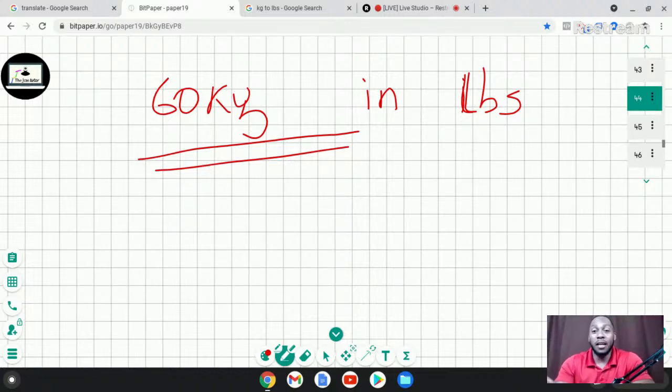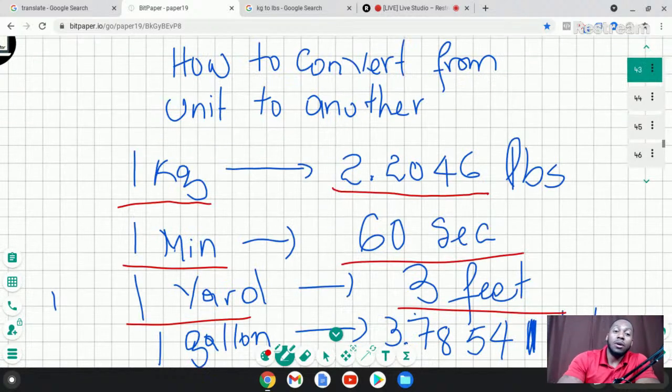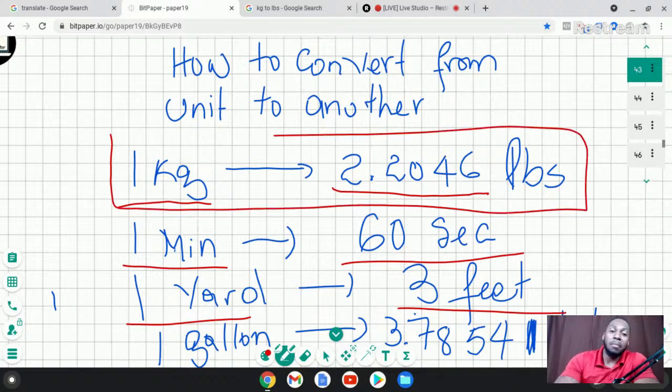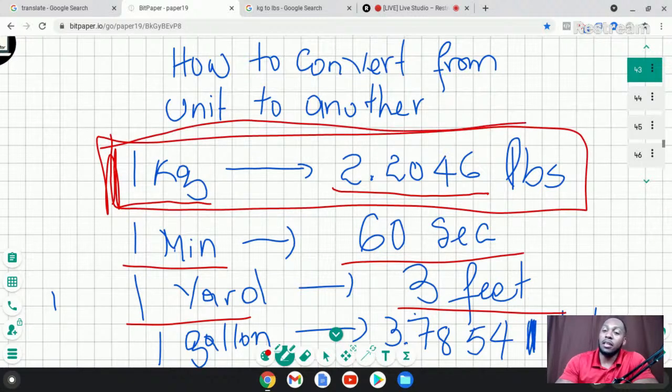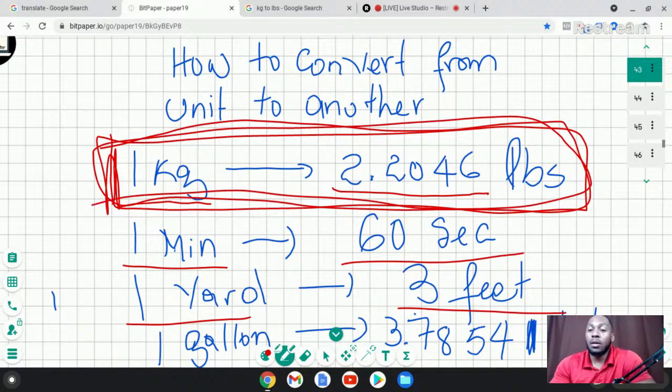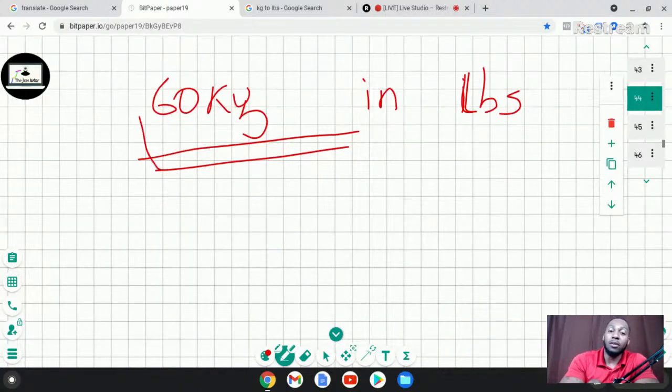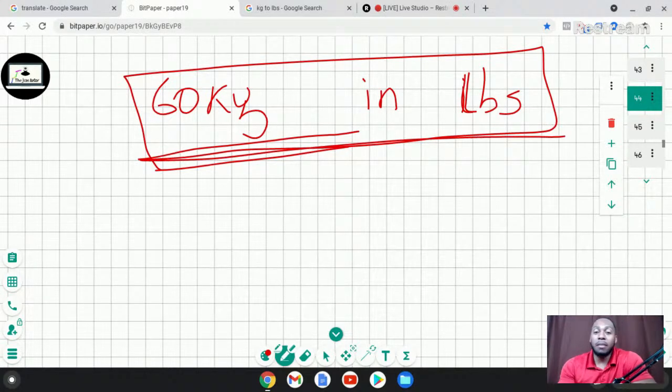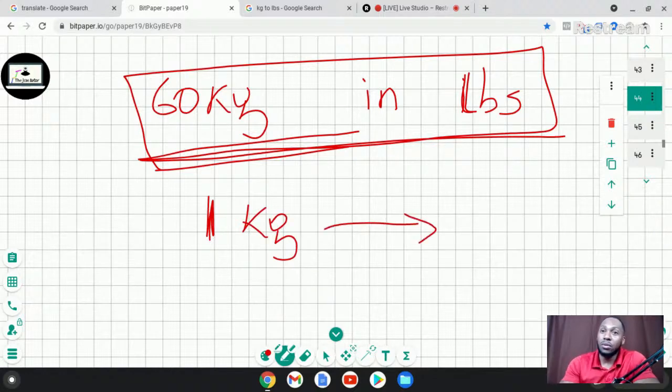The first thing that I do is I write out exactly what I wrote here: the relationship between kilogram and pound. 1 kilogram is equal to 2.2046 pounds. So that's the first thing I'll write out. If they say, hey, convert 60 kilograms into pounds, what I do is 1 kilogram is equivalent to 2.2046 pounds. And that's what I had here.